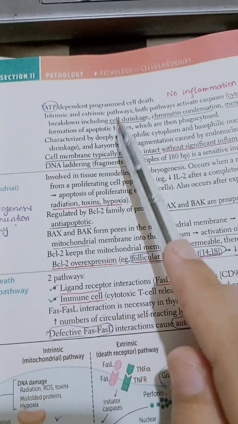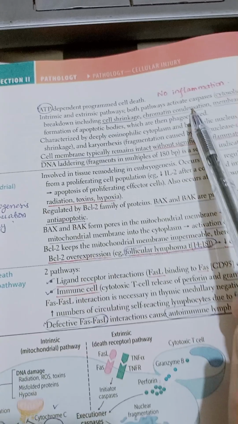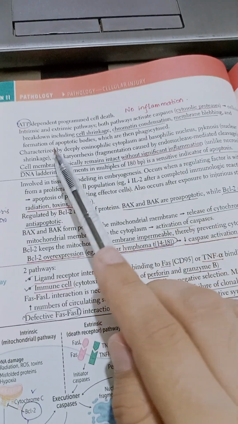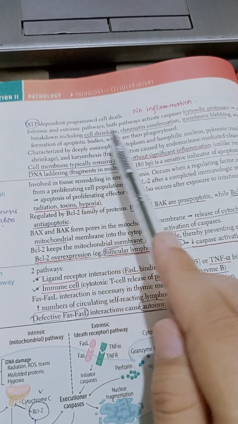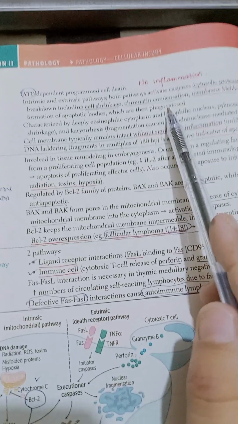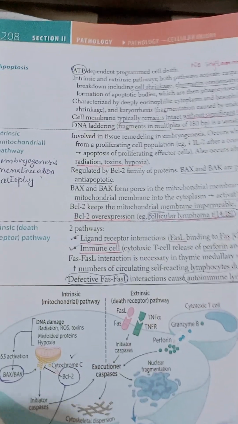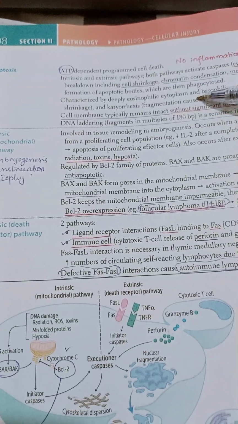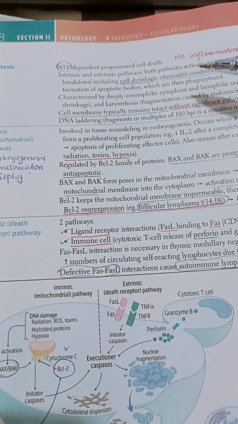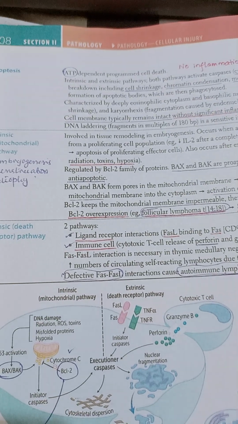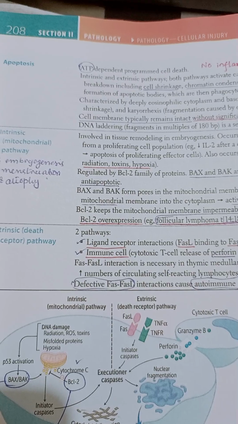All right, what are the main steps? Cell shrinkage, chromatin condensation, membrane blebbing, and formation of apoptotic bodies, which are then phagocytosed. Whatever the pathway may be, intrinsic or extrinsic, it causes no inflammation, and it is the programmed cell death. You have to remember this.